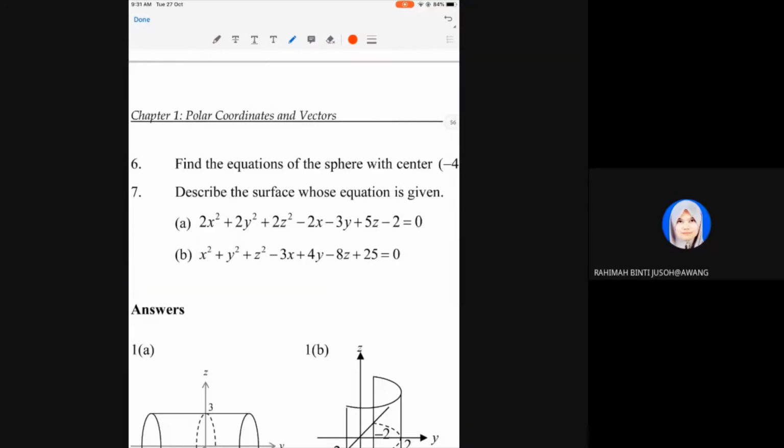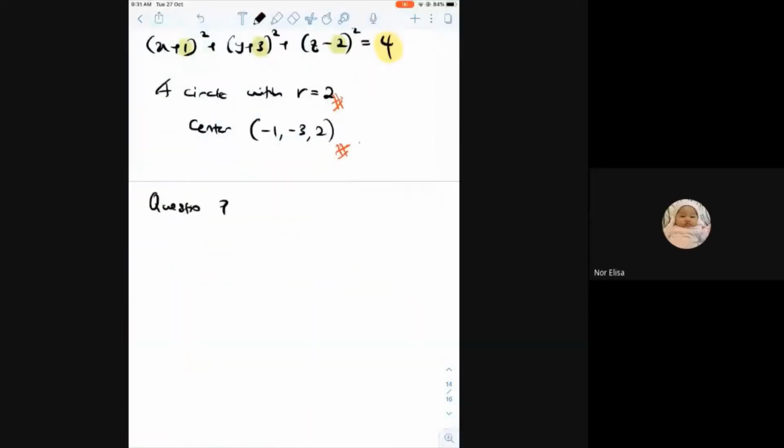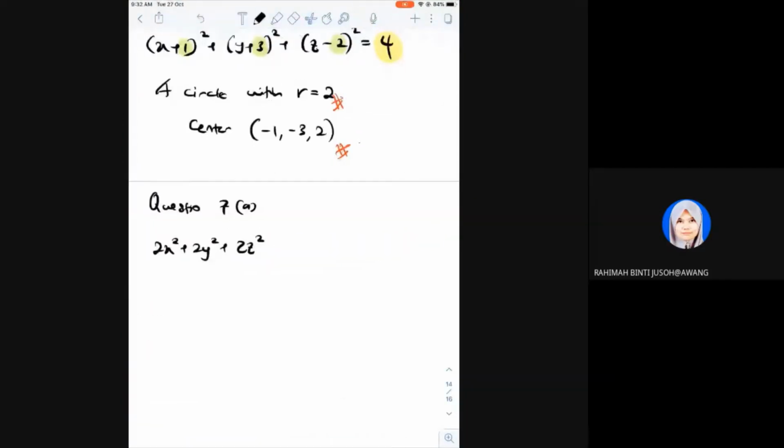Now we look at one with a coefficient in front. What to do if you have this type of question? Question number 7A, where the coefficient is 2, 2, 2. Okay, let's do it. Question number 7A: two x squared plus 2y squared plus 2z squared minus 3x plus 4y minus 8z plus 25.